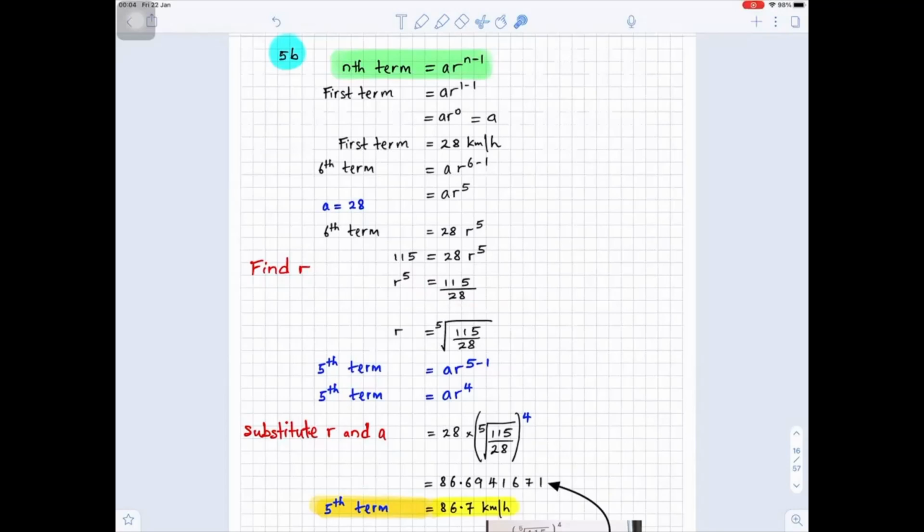Now, we want to find the fifth term, a r to the 5 minus 1. 5 minus 1 gives you 4. So the fifth term is a r to the 4. We need to sub in for a, and we need to sub in for r. So since a is 28, and r is the fifth root of 115 over 28, you put that in your calculator, and that should give you the answer of 86.694.